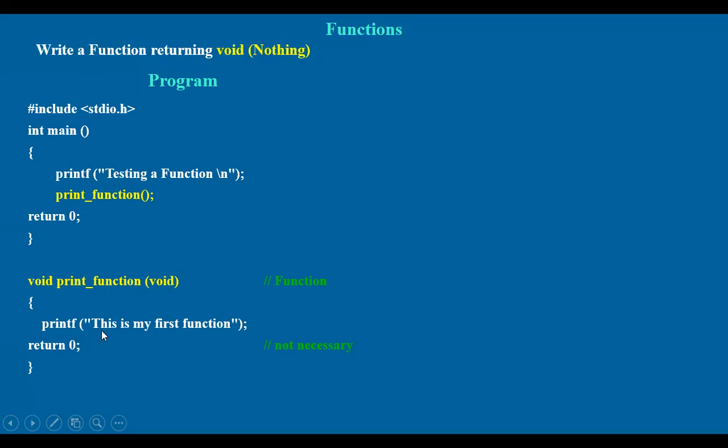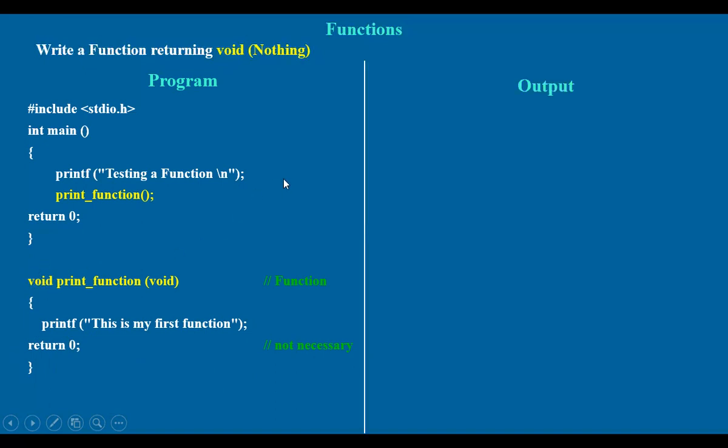It's not doing any calculations or anything. It is just displaying this statement, this sentence: this is my first function. That's why it is not returning any value. So we just mentioned return 0. You can mention this return 0, or even this is not necessary. We need not even mention this return 0. But it is returning nothing. That's why we call it void.